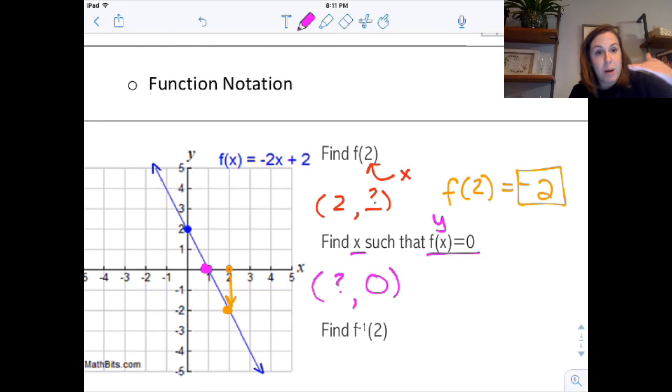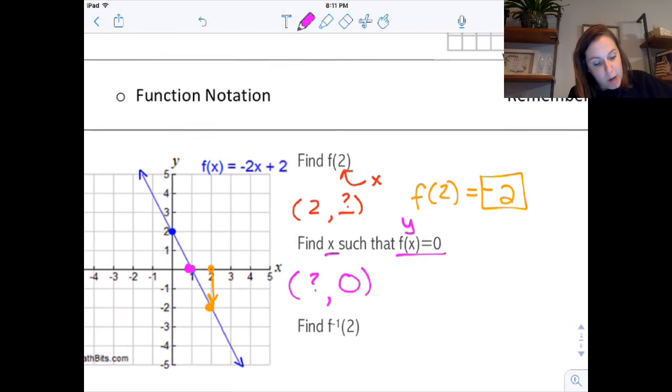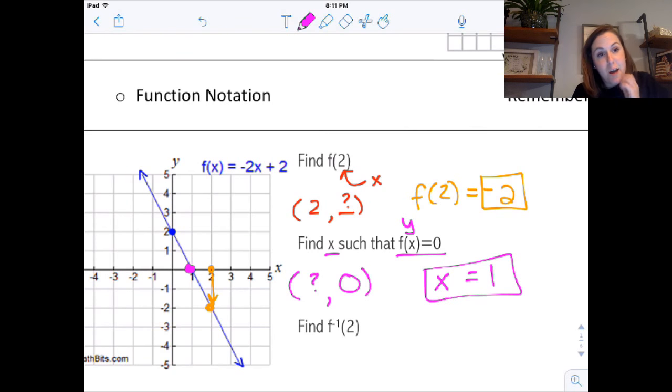Now, one thing I saw on my quizzes was a lot of people here would write f of 1 equals 0, and that's a true statement, but you didn't answer the question. The question says, what is the x value? So I really only care about that value right there. So make sure you're stating that in your answer.